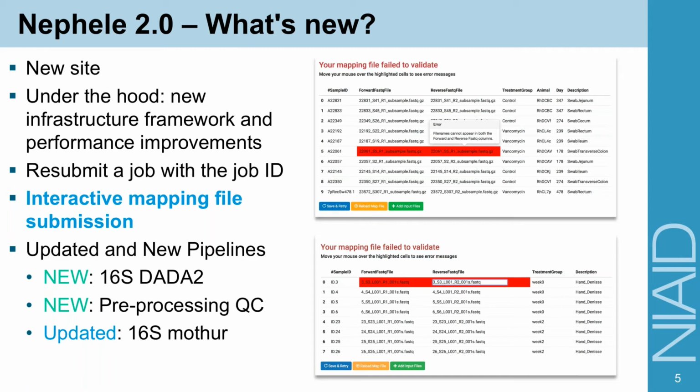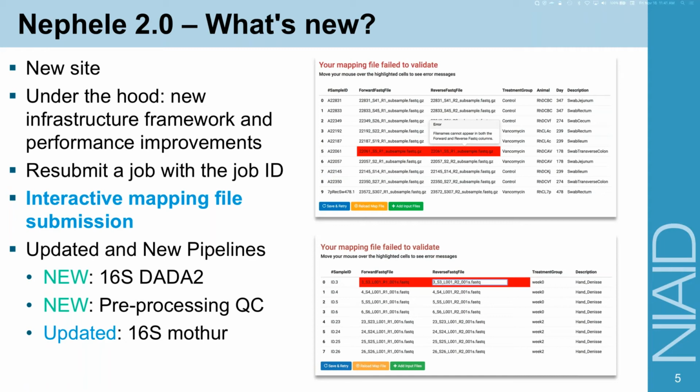Okay. The next question is about reverse sequences, and that one you answered about the quality. The next one is why is it that Nephele doesn't provide more options for diversity, like Chao or inverse Simpson and Shannon, etc.